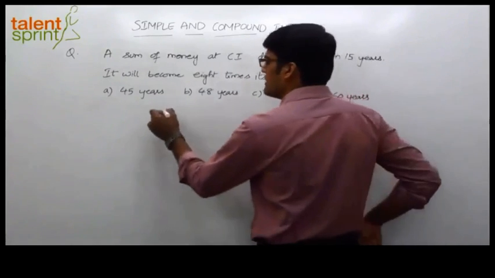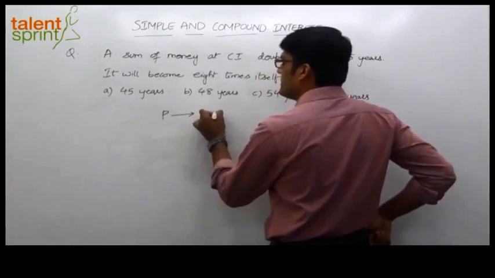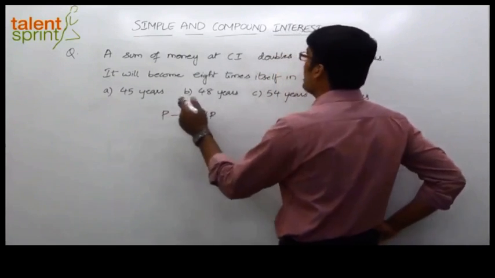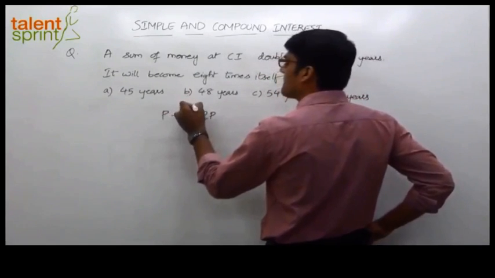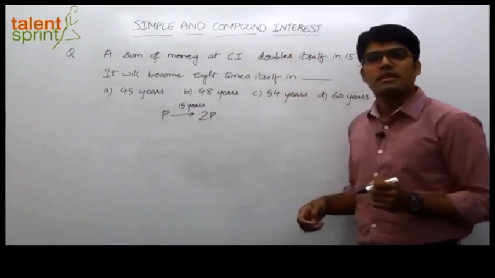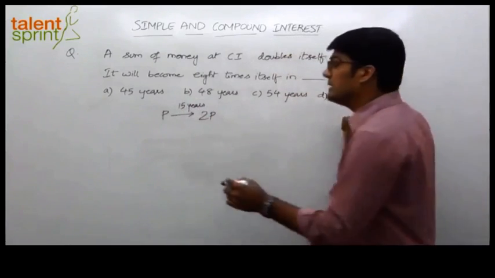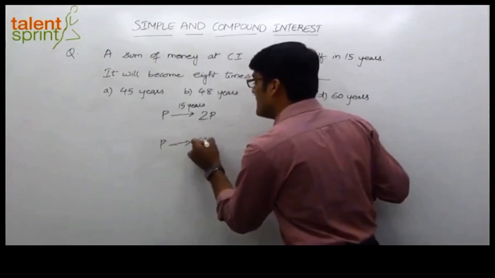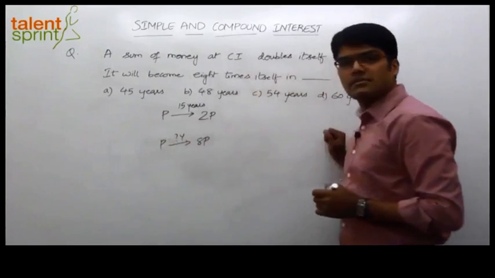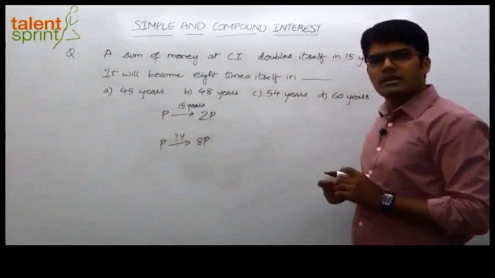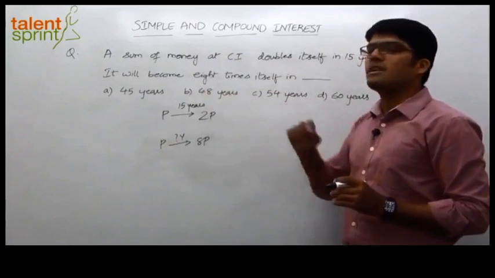See, the question here is P becomes 2P. If you have invested P, it becomes 2P in 15 years. In how many years will it become 8P? See, very simple. If you go by logic, within no time you know the answer is option A, 45 years.